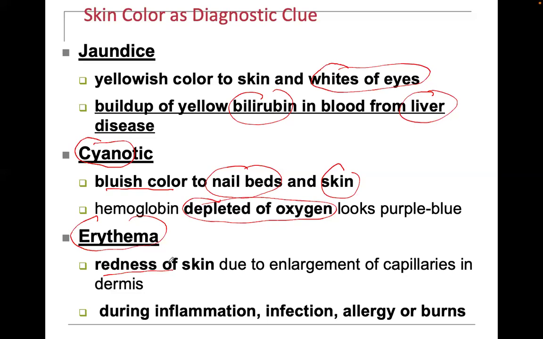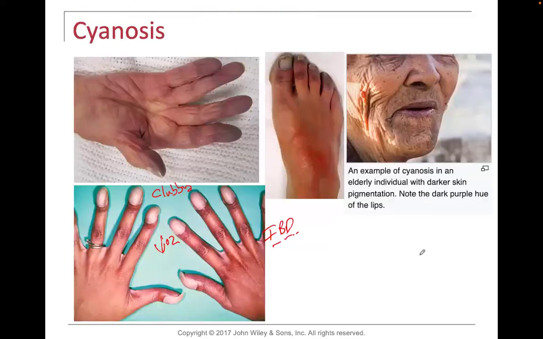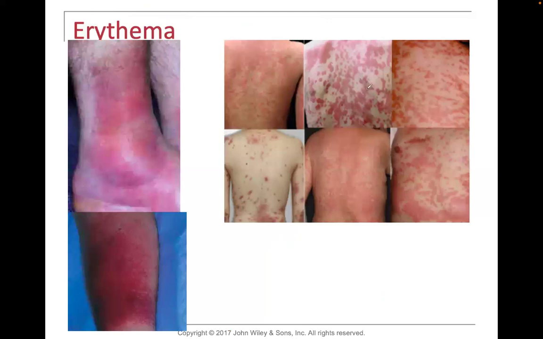Now, erythema is when there's reddening of the skin. That's due to the enlarged capillaries in the dermis. And you're either going to see it when your body's in an inflamed state, if there's a bad infection, if you're allergic to something, your skin may get itchy and red, or of course, if you burn yourself. So the redness can show in a variety of ways.